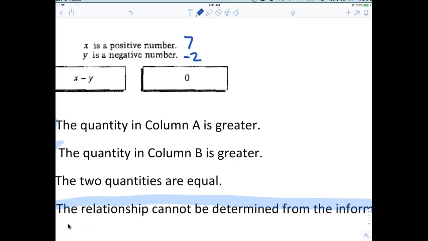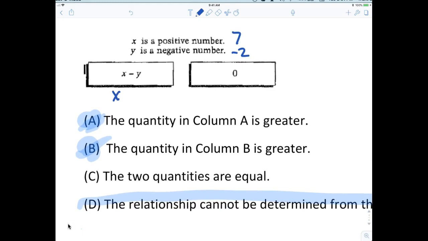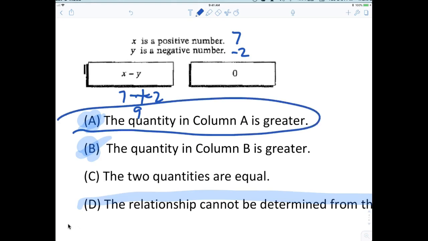All right, so here we go. The question over here is, what is X minus Y? Well, what's X? 7 minus negative 2. The double negatives cancel each other out and make a positive. So then it's going to be B. Or I mean A. This one I meant A. Yep. Correct answer is A.